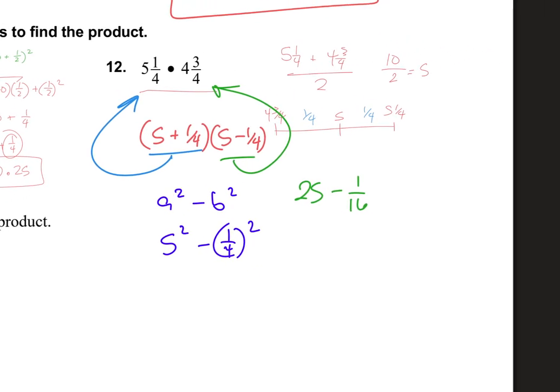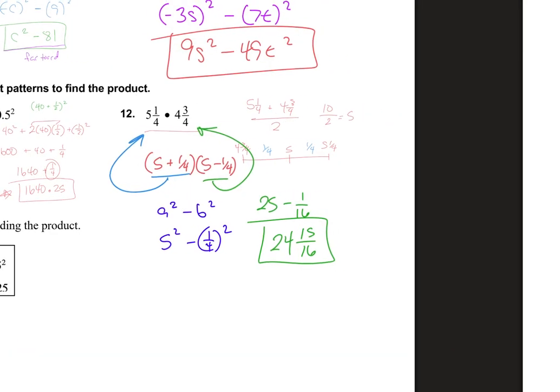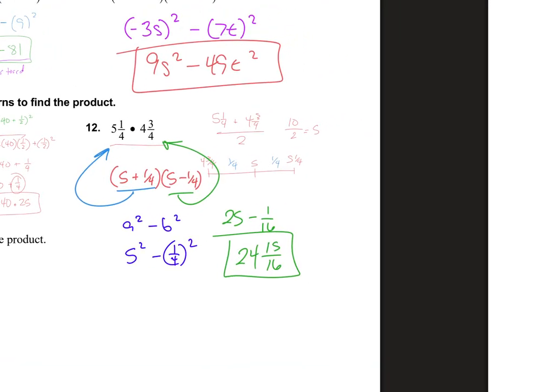Okay, so 25, because that's 5 squared, minus 1/16. That's 24 15/16. Not too terrible. And if you're like, but you know what, I could have done this otherwise. 5 1/4 is really 21/4, and 4 3/4 is 19/4, and you multiply straight across. So I'd get 21 times 19, that's 399 over 16.